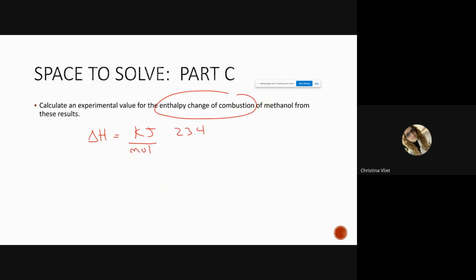Moles, how many moles do we have? 0.216. Divide those two numbers. I did 23.4 divided by 0.216. I got 108 kilojoules per mole. Is this right or not?